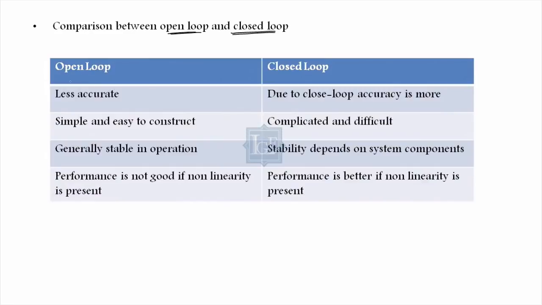So in the open loop, the system is less accurate, but in the closed loop, the accuracy is more, perfectly fine. Open loop is simple and easy to construct, yes. Closed loop is complicated and difficult, okay. Generally stable in operation, the open loops are stable in operation. Stability depends on the system component. Why am I saying generally? Okay, what were the examples of this?